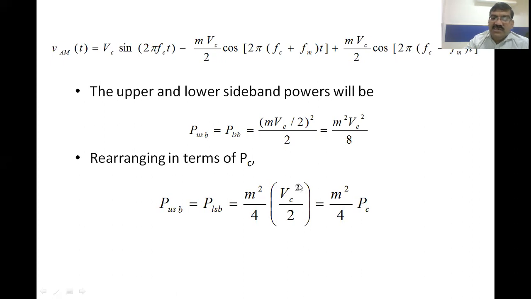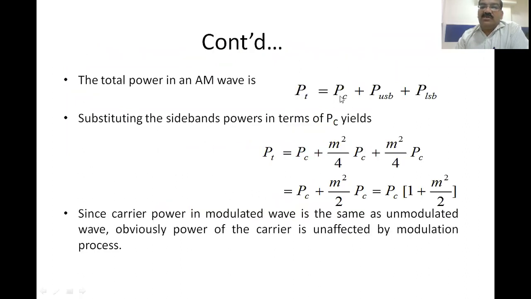Then Vc square by 2 is nothing but the PC. That is the power we have calculated, so you can replace this by the PC. Just now we have done it. So m square by 4 into PC is the power in the upper sideband plus lower sideband. So what will be the total power? The total power is PC, that is the carrier power, then the upper sideband power and the lower sideband power.